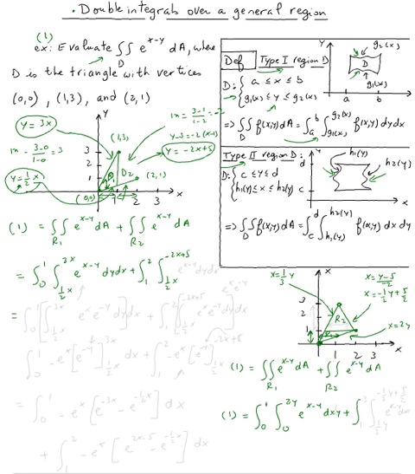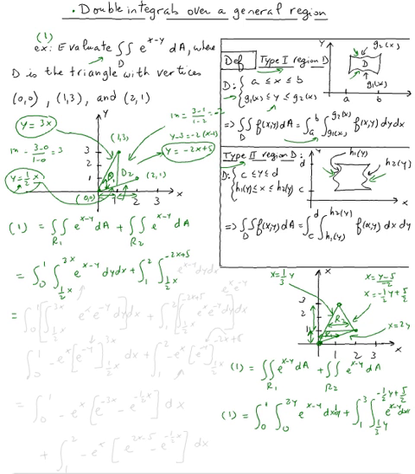Plus, we want the y to go from here to here, which is from 1 to 3. And we want the x this time to go from this function to this function. In other words, 1 over 3y to negative 1 over 2y plus 5/2. And it's the same thing, e^x minus y, dx dy.